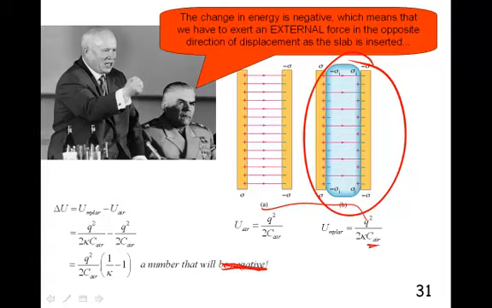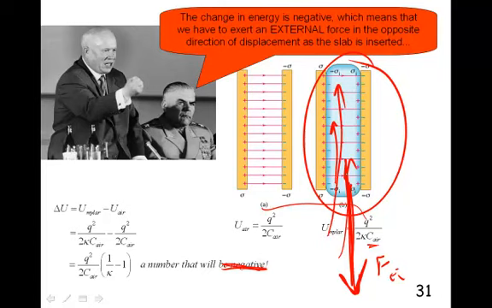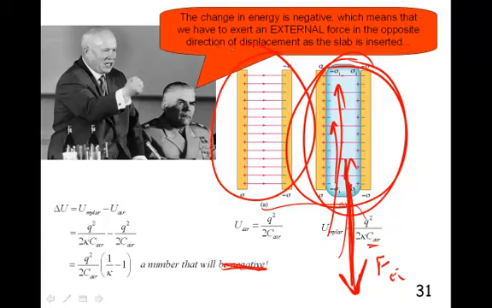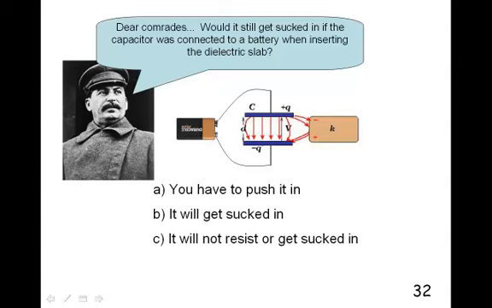If our change in energy is negative, that means that we do negative work to insert this in between the plates. So that means that it's actually getting sucked in, and we're exerting an external force in this direction as the dielectric moves in there. We're exerting a force in the opposite direction that it's moving, and that's how we do negative work. And then it ends up at a lower energy state than it was before we inserted the dielectric.